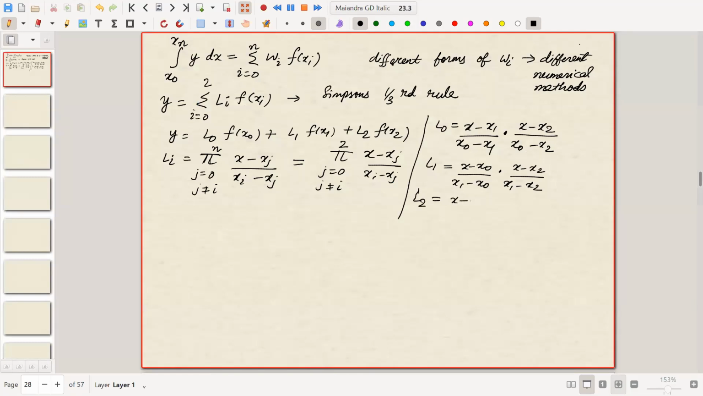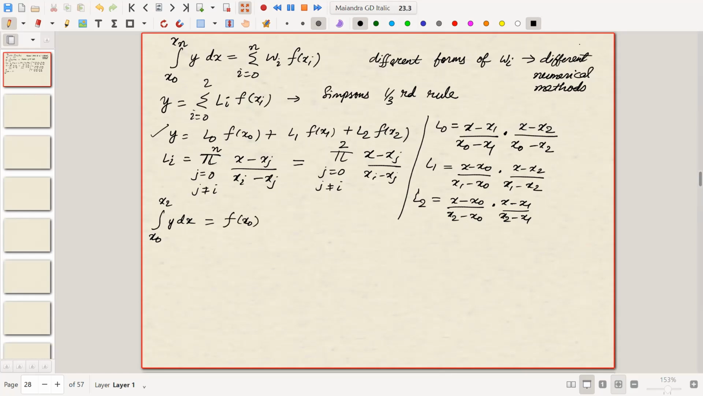L2 is again (x minus x0) by (x2 minus x0) times... Any issues? So you now know L0, L1, and L2. So what you can do, integration of y dx, say from x0 to x2, is just equal to, take this equation in mind, take integration on both sides, left side and right hand side. Then what you will get?